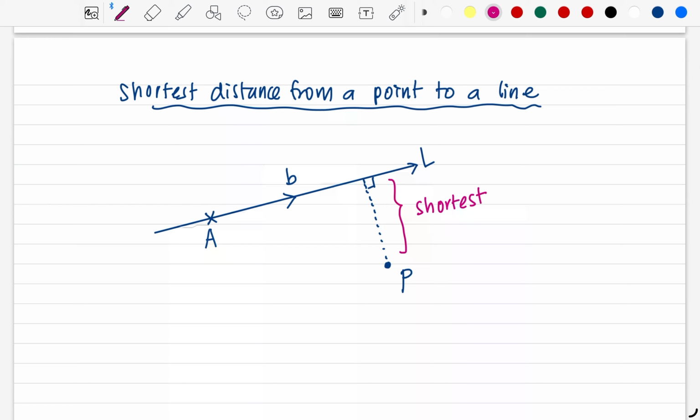If the dotted line is not perpendicular to the line L, let's say the line is this, from P to line L, this is not the shortest distance. Similarly, on the other side of it, this is not the shortest distance. So the shortest distance from a point to a line L, the dotted line that we try to draw to the line L, must be perpendicular to the line L.